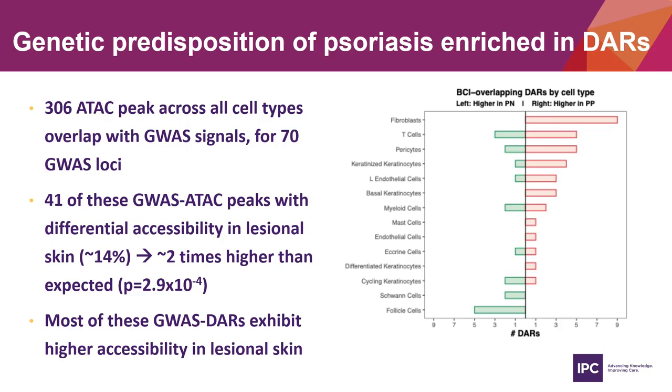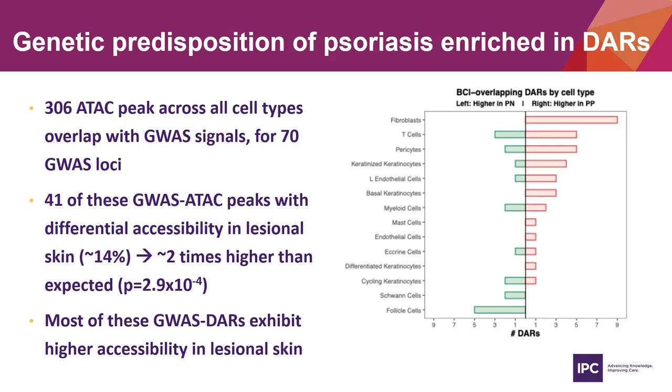Because we know that psoriasis is a complex genetic condition, one of the key things that we are interested to know is, for epigenetic marks that got dysregulated in the lesional skin, how many of those are actually overlapping with the genetic signals? And for over 100 psoriasis loci, 70% of them are overlapping with any epigenetic signals that we identify in the data set. But the key thing is that many of those are dysregulated in the lesional skin. So this is almost 2 times higher than expected.